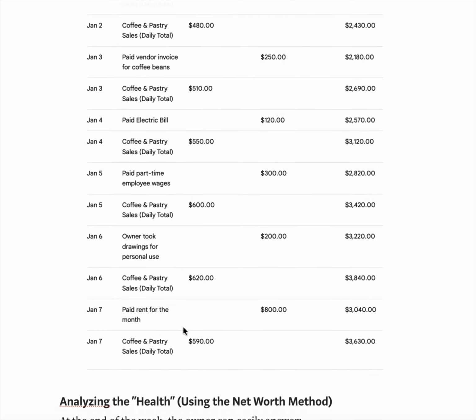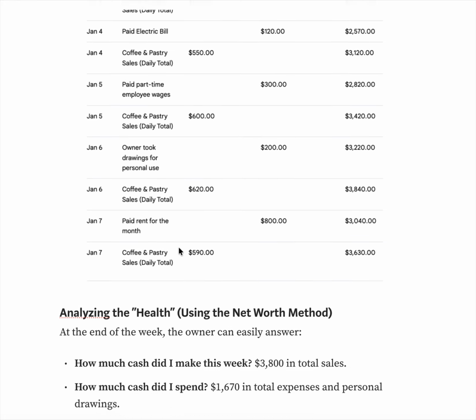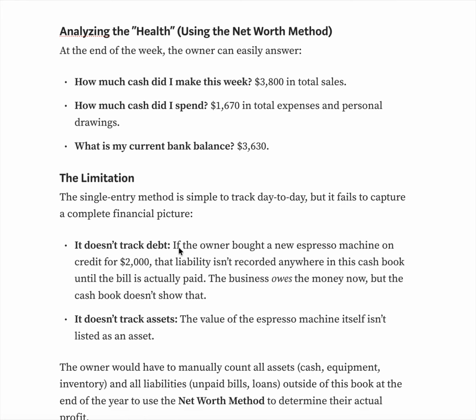So this is it for one week. As you can see here, it has many expenses, like rent. It also has coffee sales, and coffee and pastry sales. So this is how it is going to earn the income, right? And then how are we going to analyze the health of the business by looking at this single entry?